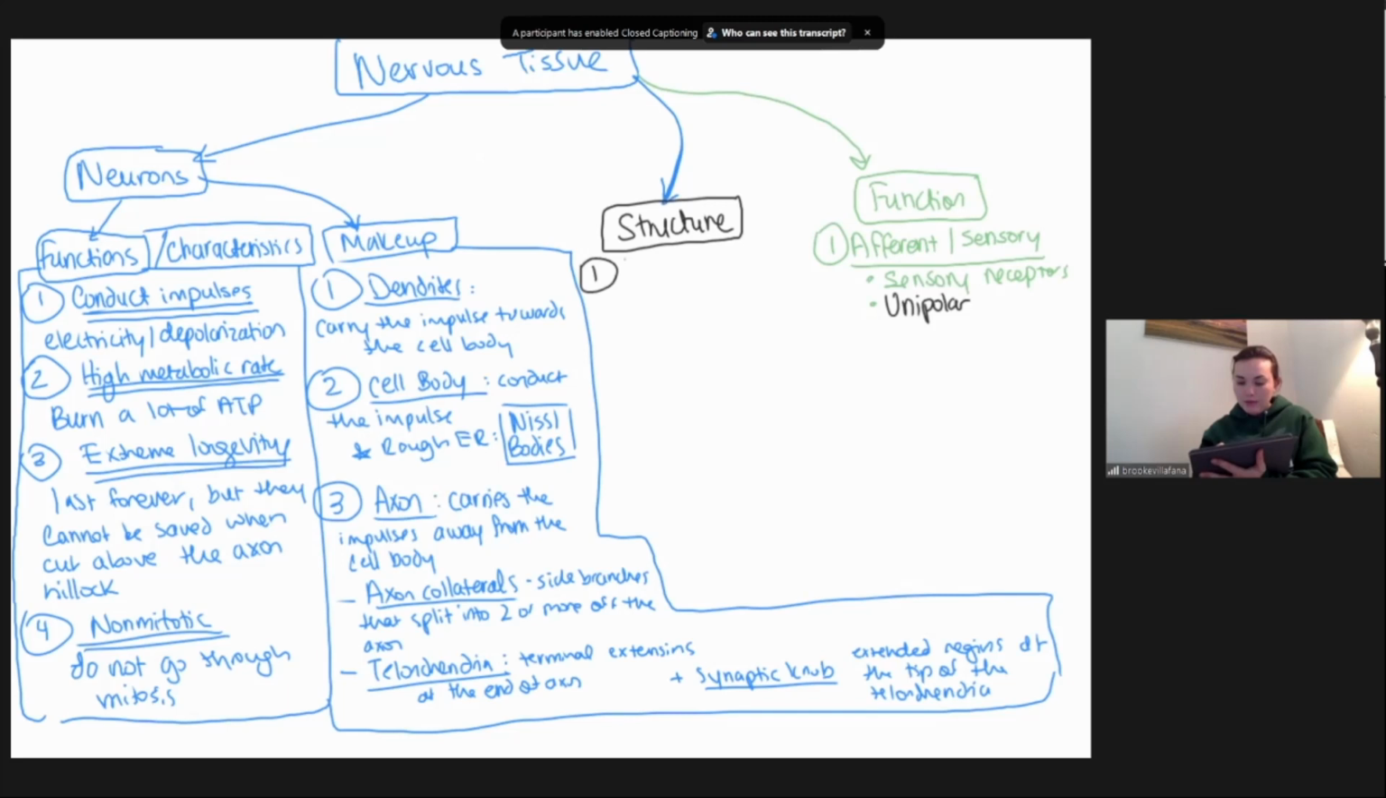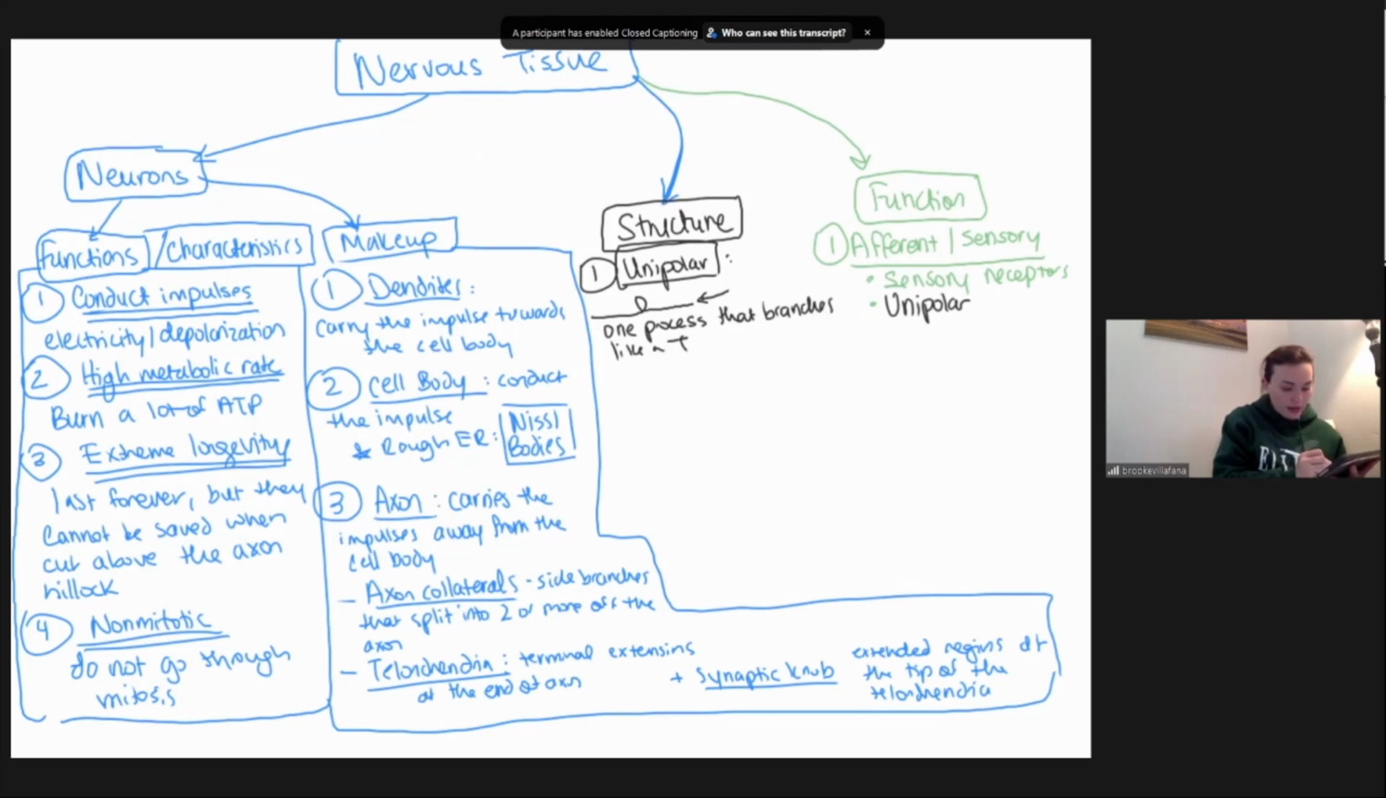So the first type according to structure is the unipolar. The unipolar neuron basically looks like this, and it has one process, that's like this part here, that branches like a T from the cell body. And I'm kind of writing this out because sometimes on the test, it can be hard to know the wording they're going to use to describe it. That's why I'm writing that. So one process that branches like a T from the cell body.